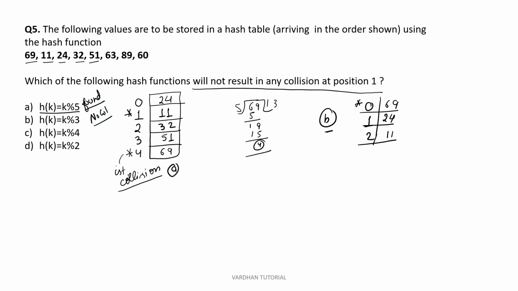For option C, key modulus 4. So remainder will be 0, 1, 2 and 3.